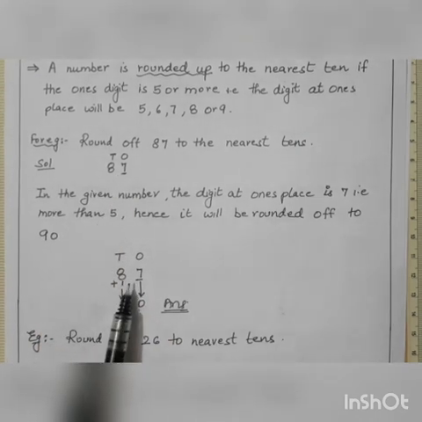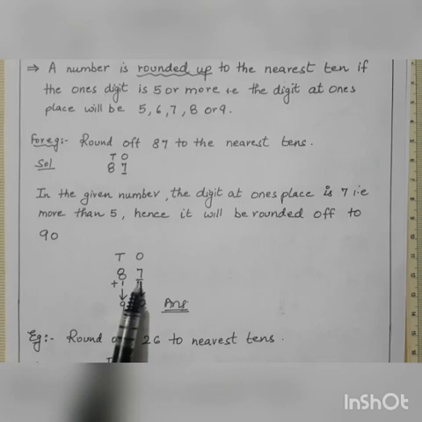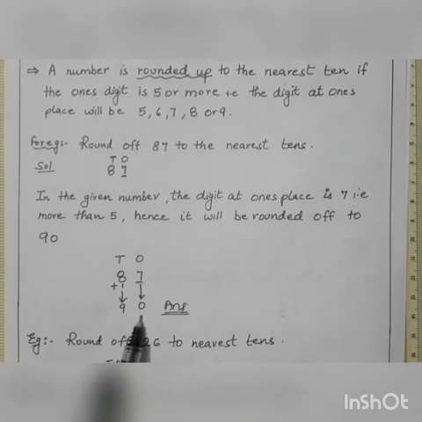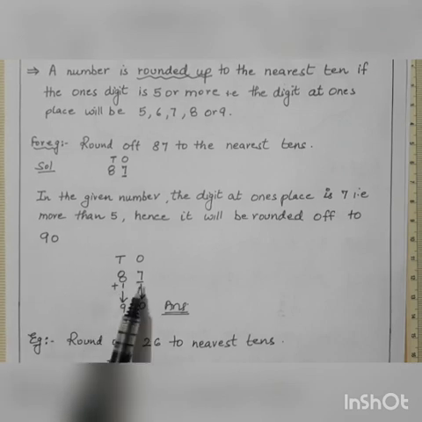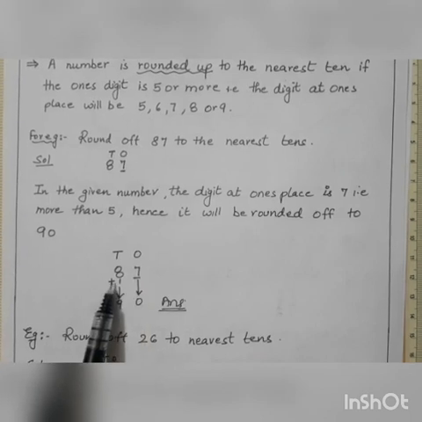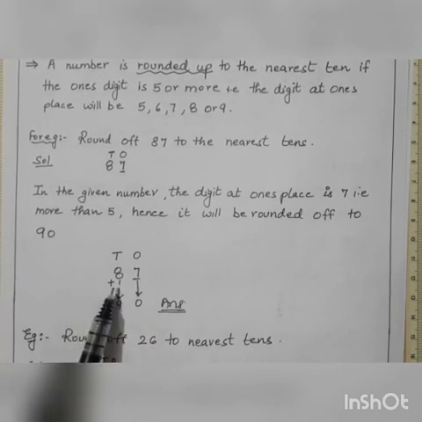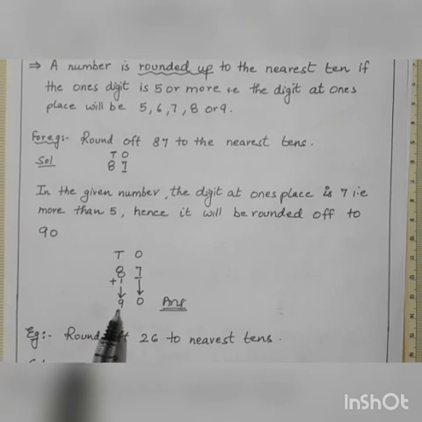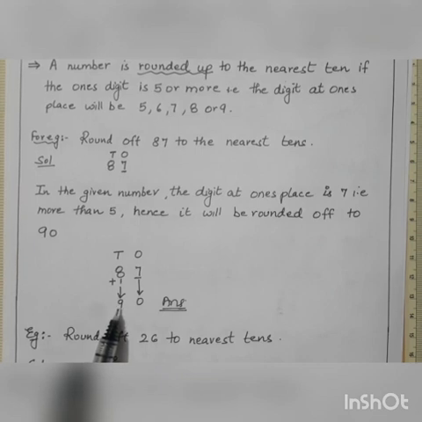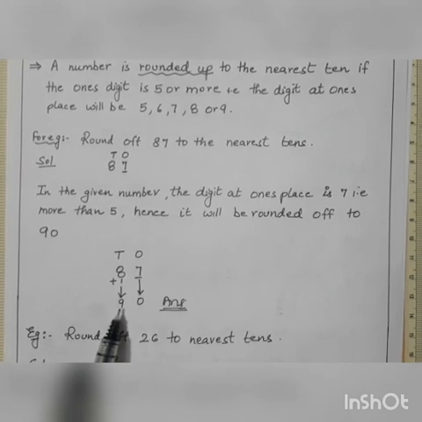Come to the solution. 87 is the number, 7 is at the ones place, so 7 will reduce to 0, and since 7 is more than 5, we will add 1 to the tens place, that is 8 plus 1, and the number at the tens place becomes 9. So 87 rounded off to nearest tens becomes 90.